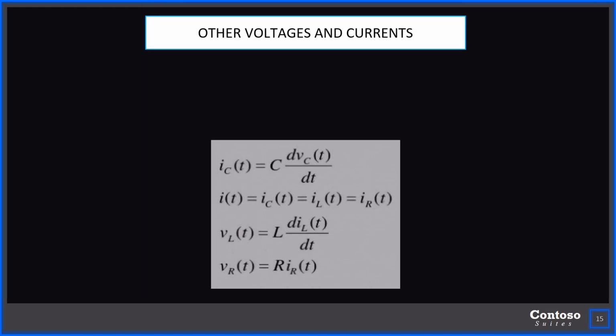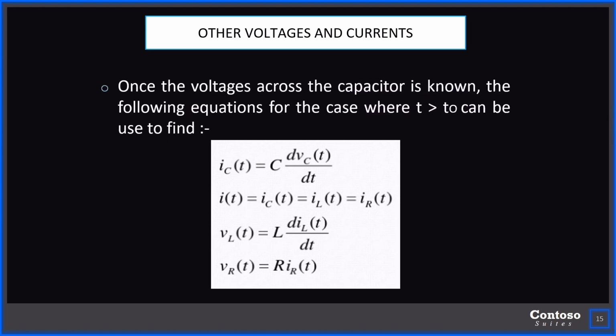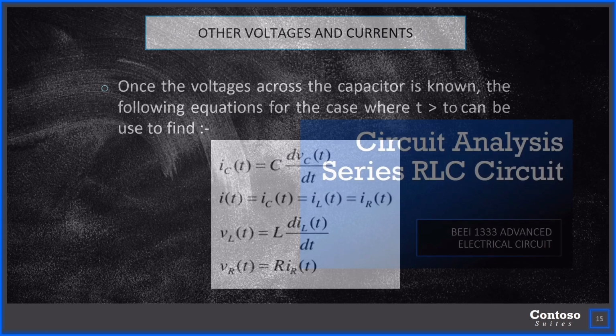Okay, now I want to talk about the other voltages and currents. Once the voltage across the capacitor is known, the following equations for the case where t is greater than t0 can be used to find IC equal to C dV over dt, and IC equals IL equals IR because we use a series circuit. Then VL equals L di over dt, and lastly VR equals IR.